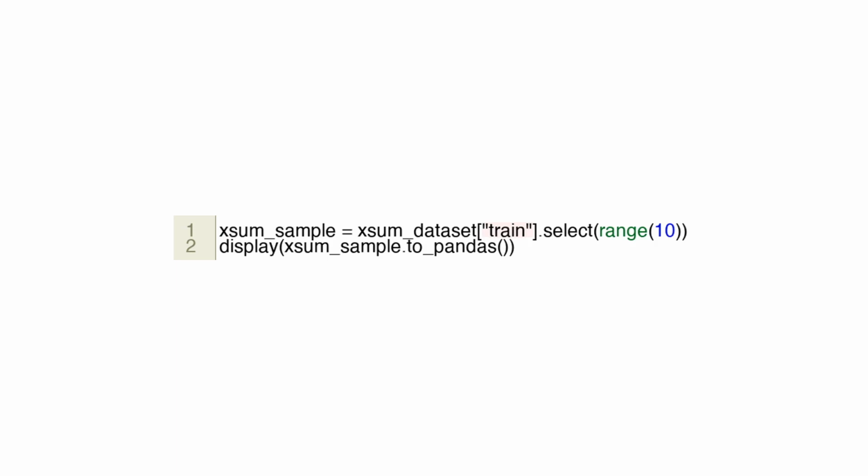This code snippet retrieves a sample of the XSum dataset, specifically the training subset, and selects a range of 10 data points. It then uses a function called display to convert the selected data into a pandas data frame and displays it. This allows for easy viewing and analysis of the data.